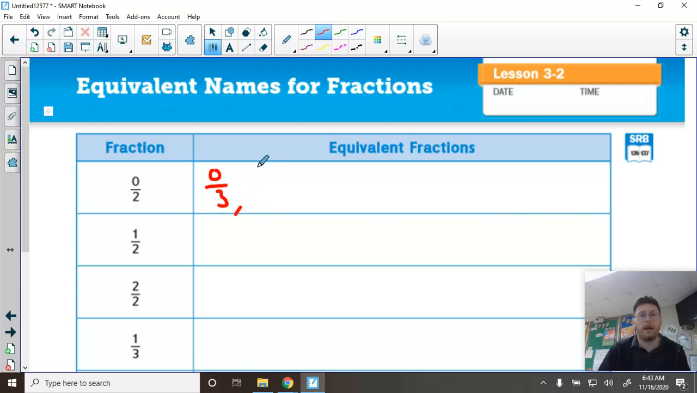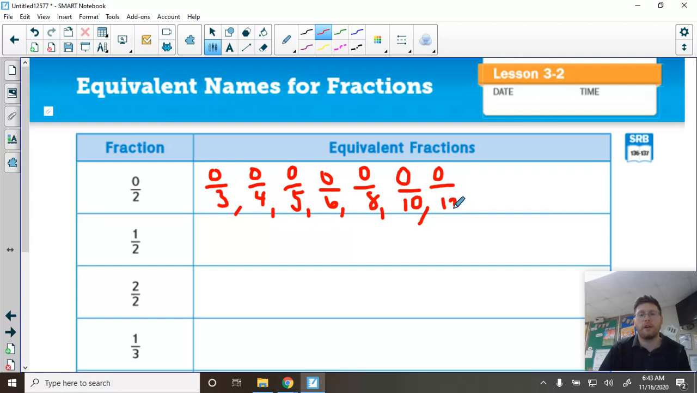Nothing. So some equivalent fractions that would go along with that would be 0/3 and 0/4 and 0/5 and 0/6 and 0/8 and 0/10. Yes, I know this is getting boring. And finally 0/12. If there's nothing there that I could use, then all of these are going to be 0 as well. I can't use it because it's not there.